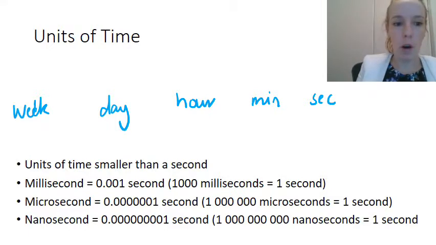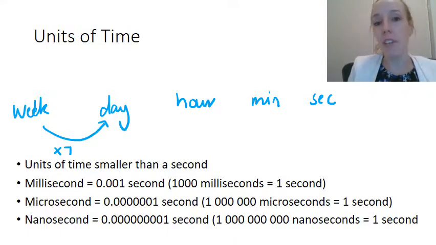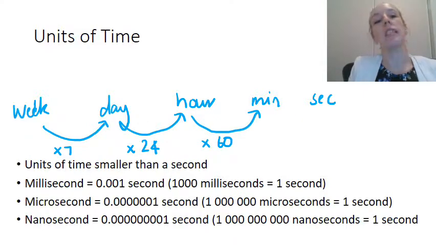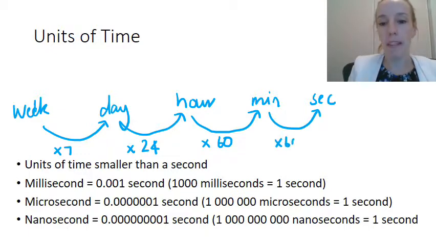So if we're going from weeks to days, you're going to have to multiply by 7 because there's 7 days in a week. Days to hours, you're going to have to multiply by 24 because there's 24 hours in a day. Hours to minutes, you're going to have to multiply by 60 because there's 60 minutes in an hour. And minutes to seconds, you're also going to have to multiply by 60 because there's 60 seconds in a minute.